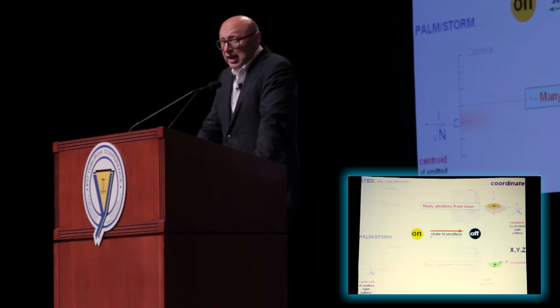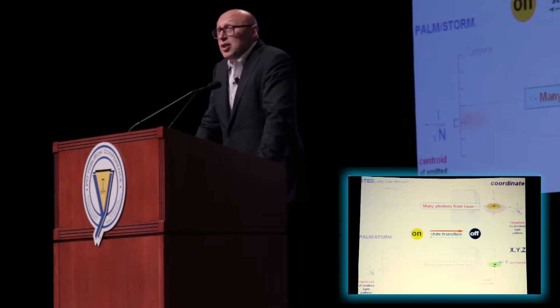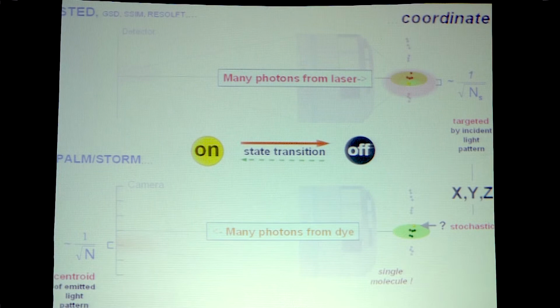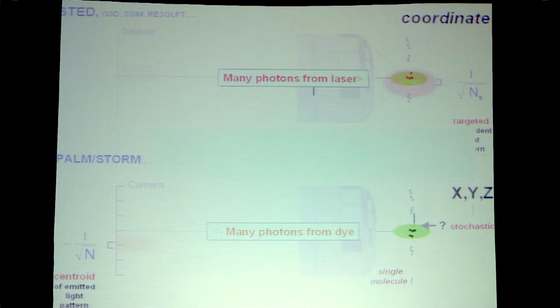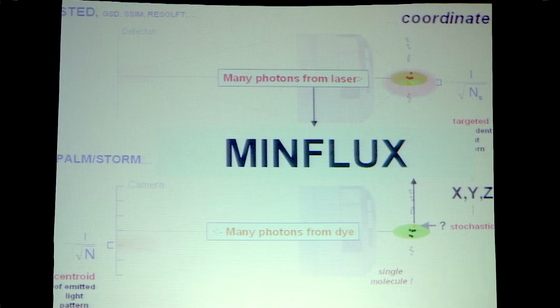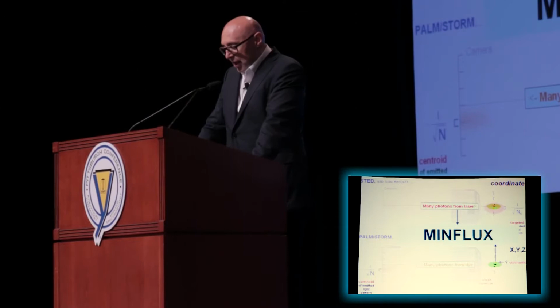But as I said, the strength of PALM/STORM is the fact that you work on a single molecule basis. So why not combine the strengths of the two, doing the positioning, so to speak, with the photons that come from the laser, but working on a single molecule basis? If you could combine those two, of course, you can come up with a new concept. I call it MINFLUX, for reasons that I'm going to show you in a few minutes. And that should lead, in the end, to a spatial resolution of a few nanometers that was clearly not anticipated, perhaps not even 5-6 years back.